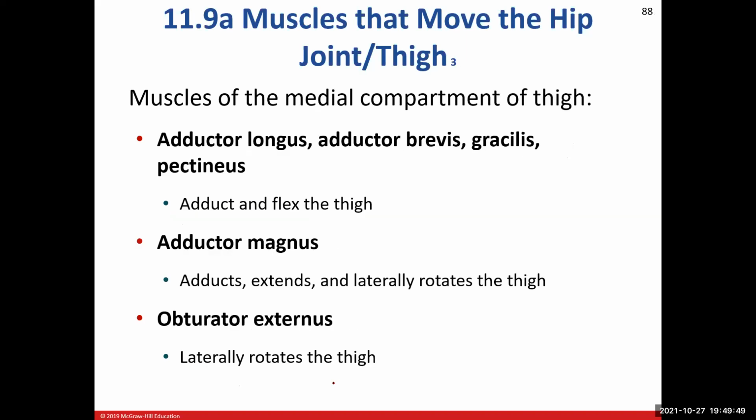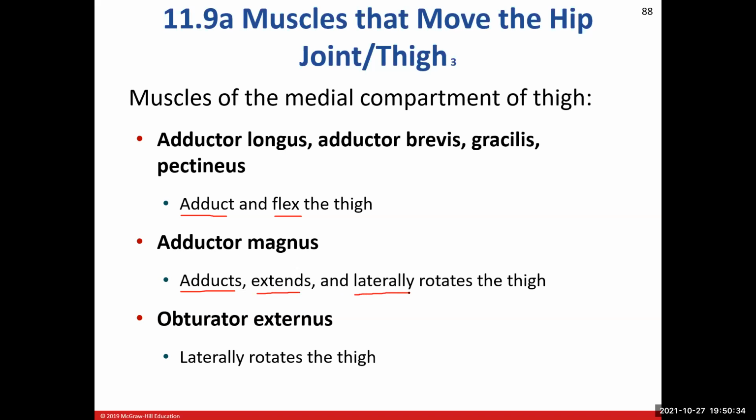The muscles of the medial compartment. If you notice, a lot of them have a similar name in front of them: Adductor. So Adductor Longus, Adductor Brevis, Gracilis, and Pectineus will all do adduction of the thigh and flexion of the thigh. Whereas Adductor Magnus, yes, it does adduct the thigh because it is in the medial compartment, but because it is more towards the posterior portion of the medial compartment, it's going to extend and laterally rotate the thigh. Lateral rotation: if your leg is straight, I'll tell you to turn your knee and your toes out. That will be lateral rotation of the thigh.